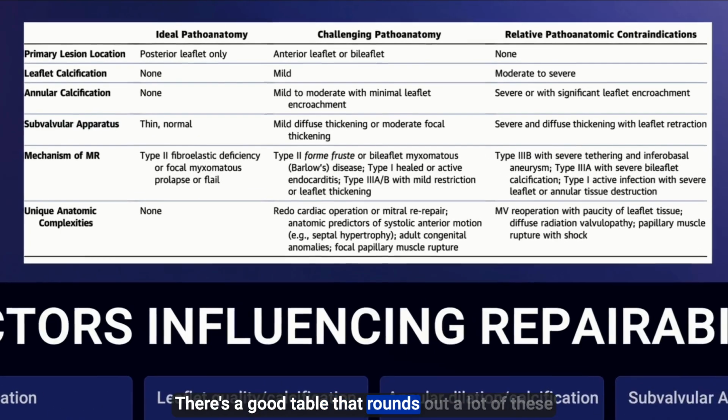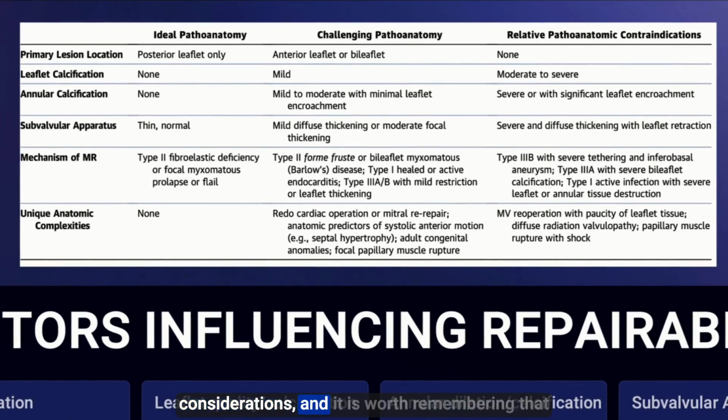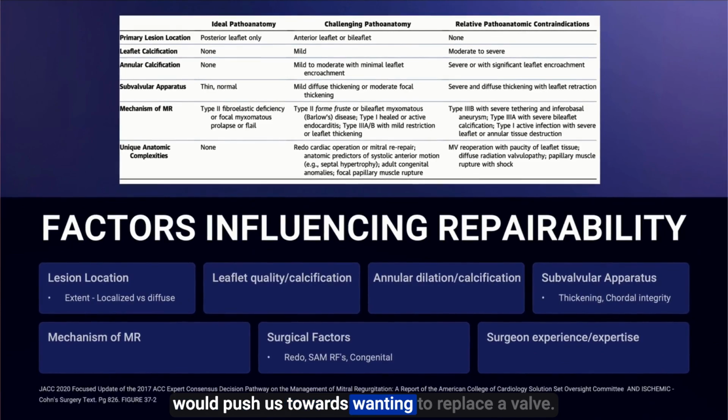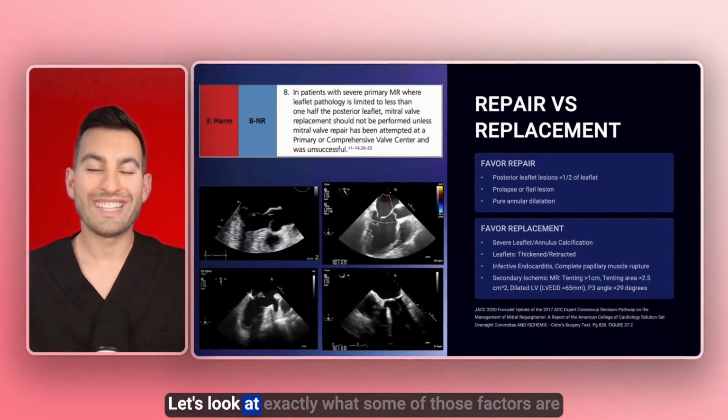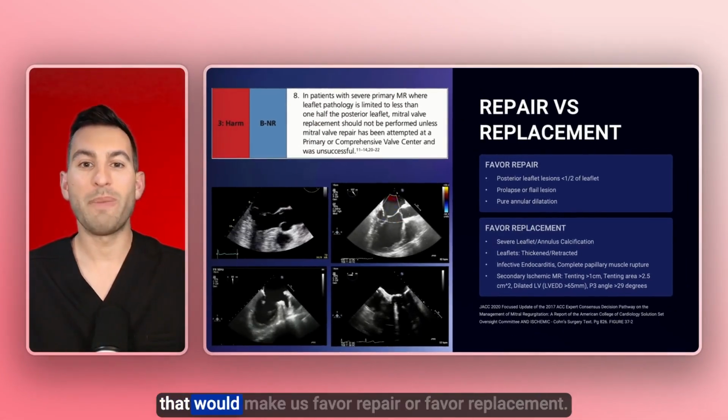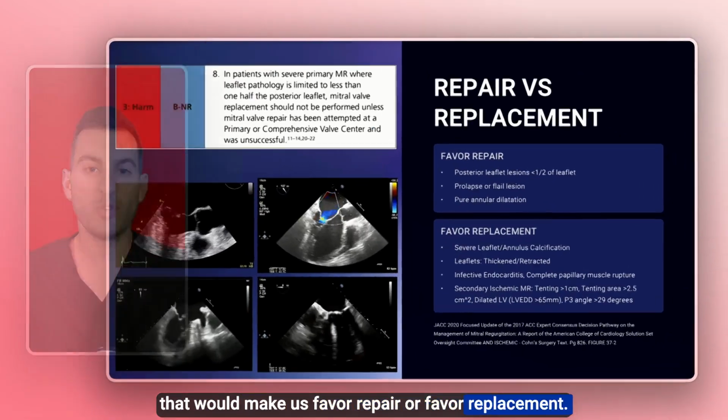There's a good table that rounds out a lot of these considerations, and it is worth remembering that these are not black and white considerations. Really, we're going to try and remember what components favor a successful repair and what components may lead to an unsuccessful repair that would push us towards wanting to replace a valve. Let's look at exactly what some of those factors are that would make us favor repair or favor replacement.